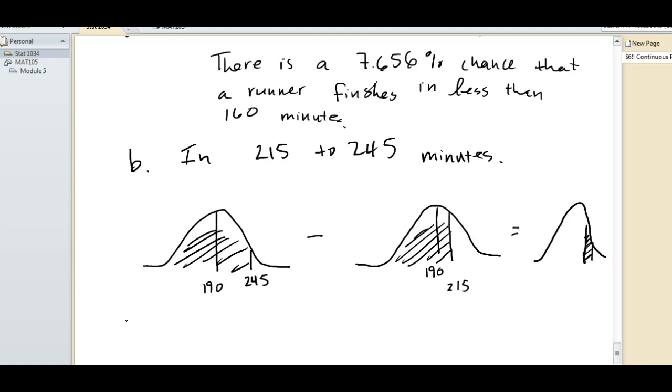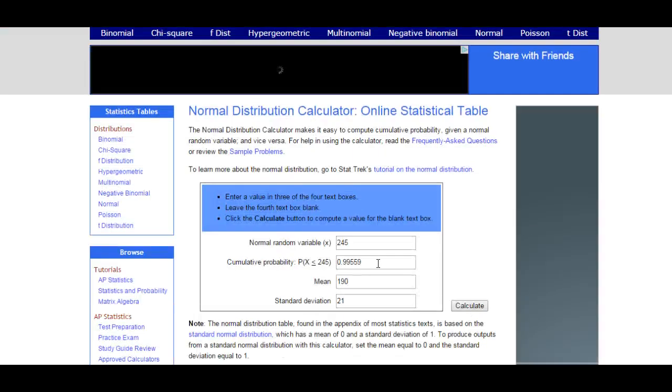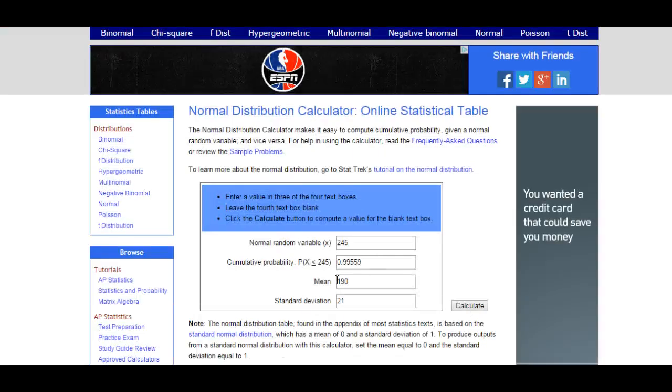Okay, so let's figure out both of these on the calculator. Let's see if we can do it a little bit better this time. I know we struggled last time, or I struggled. So now we have the normal random variable. So those are the x values. If it ever has the other value z, it wants the z values. So first we're doing 245. We want to find the normal variables less than 245. Same mean and standard deviation. All right, so that's 99.559.